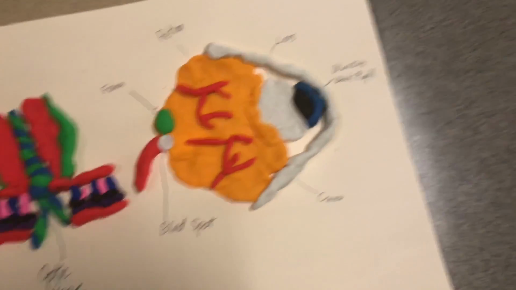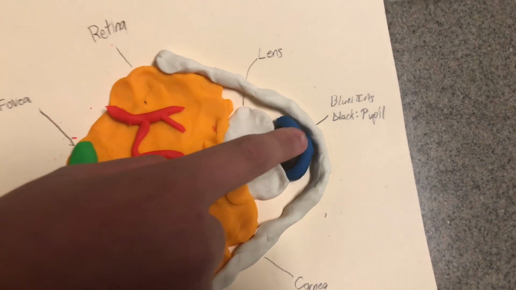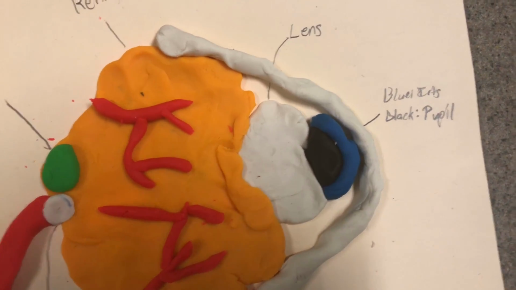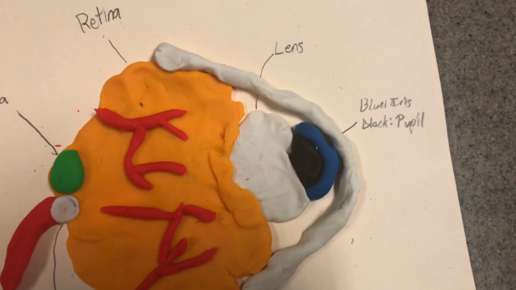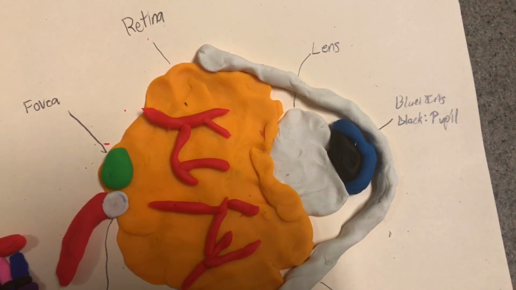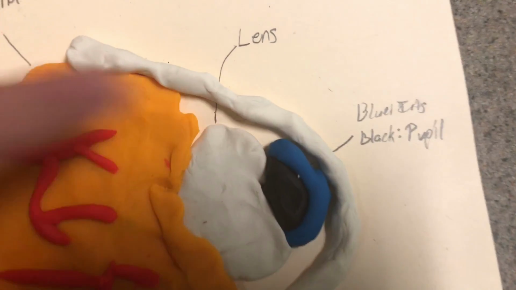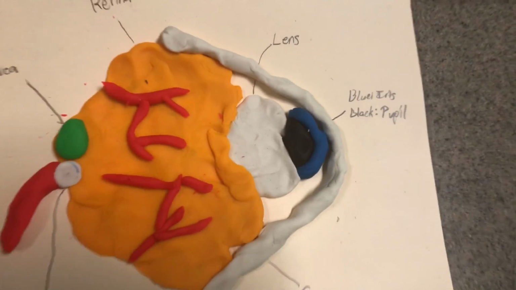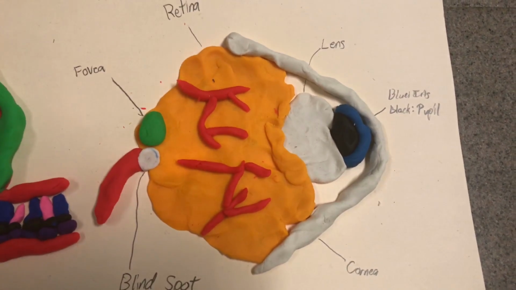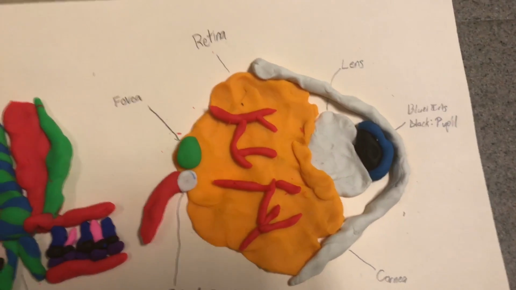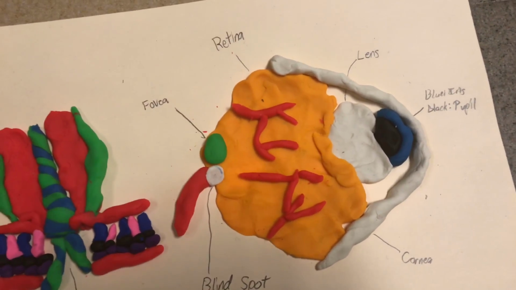The light then goes to the pupil, which is this black hole right here, and the pupil dictates how much light goes in. Around the pupil is the iris, which is that blue part. The iris can contract, like a muscle, and it can change the size of the pupil to make sure the right amount of light goes in.